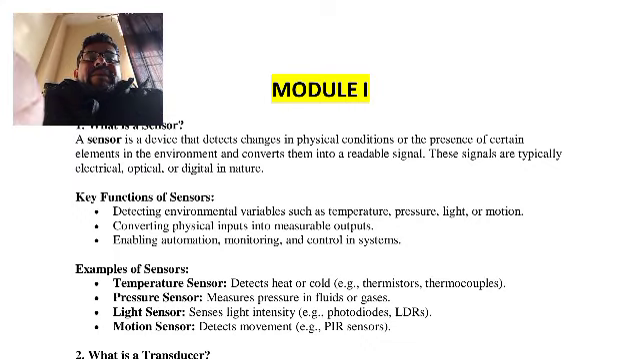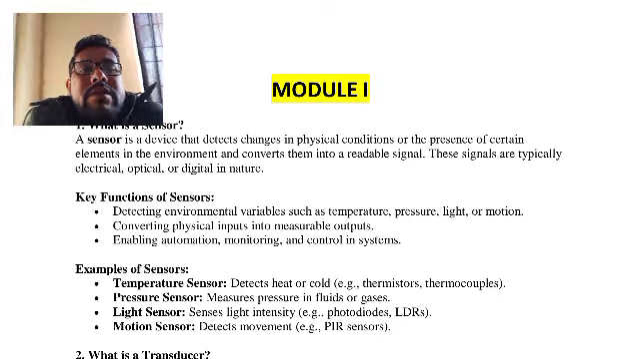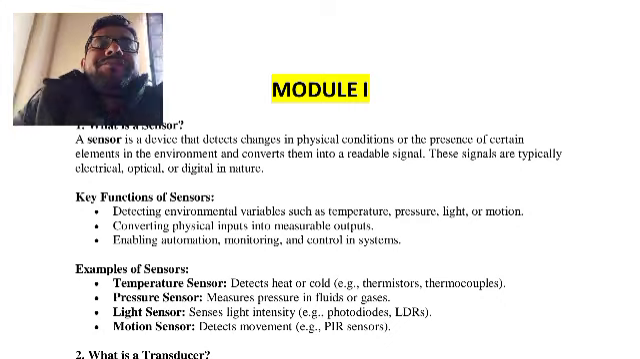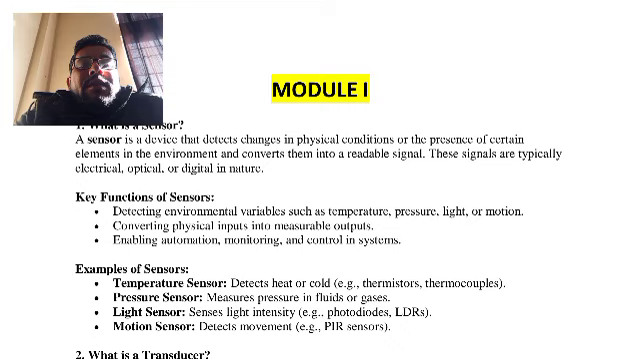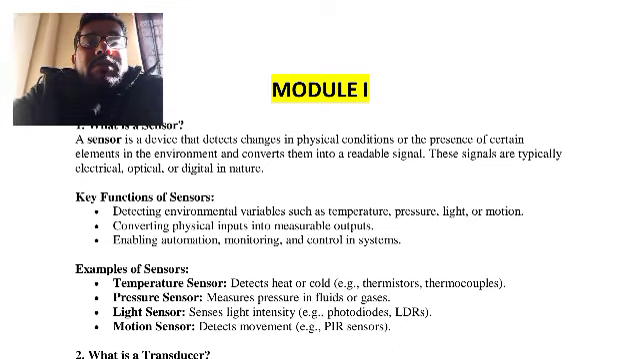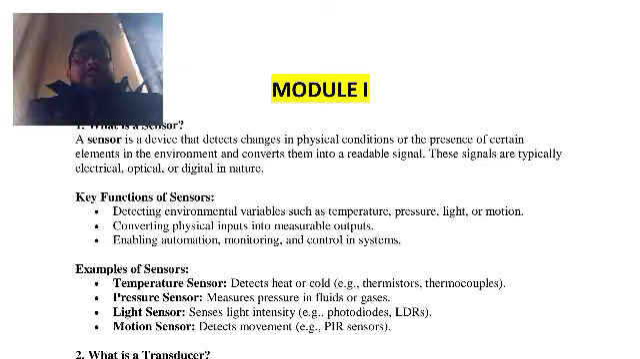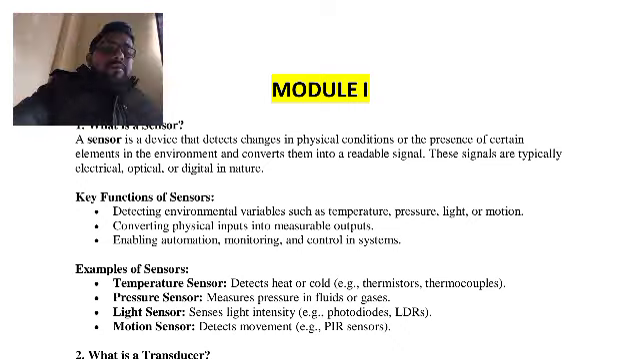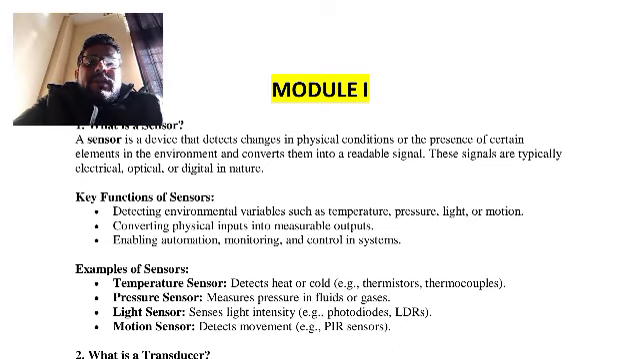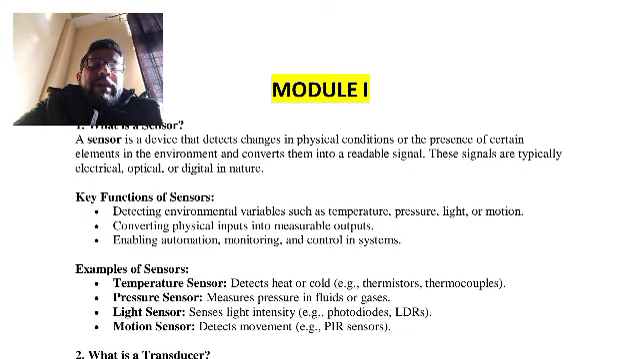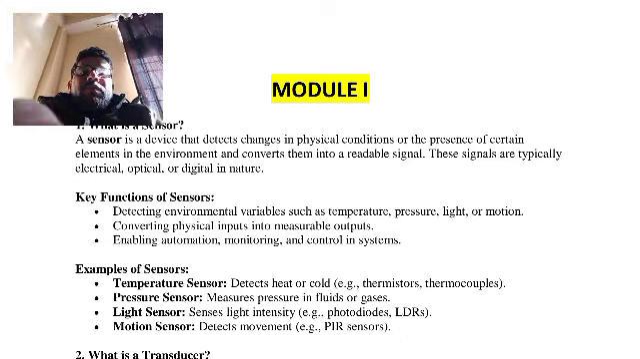Today we will discuss sensors and transducers. This is one subject. In this subject, first we will discuss what a sensor is. A sensor is a device that detects the physical condition or presence of an element in the environment and converts it into a readable signal, typically.